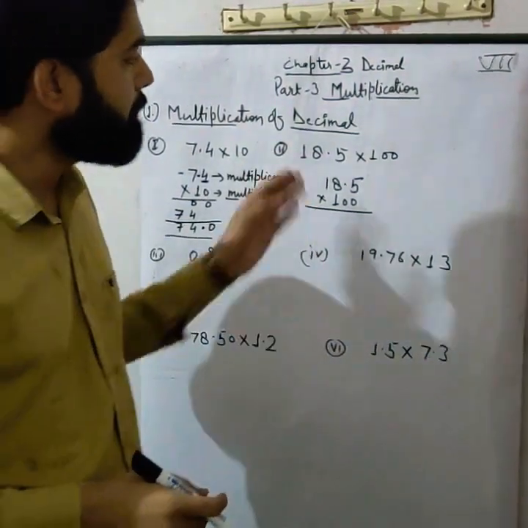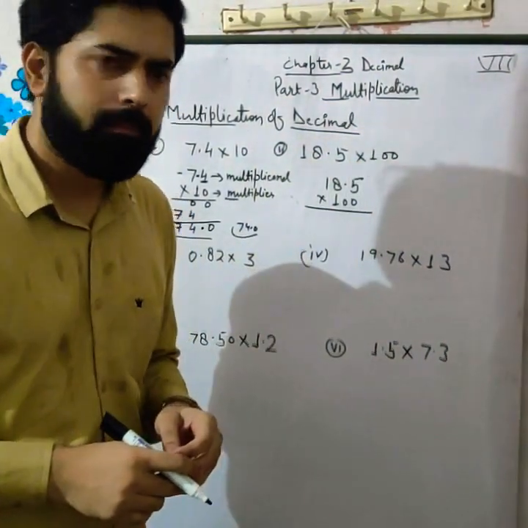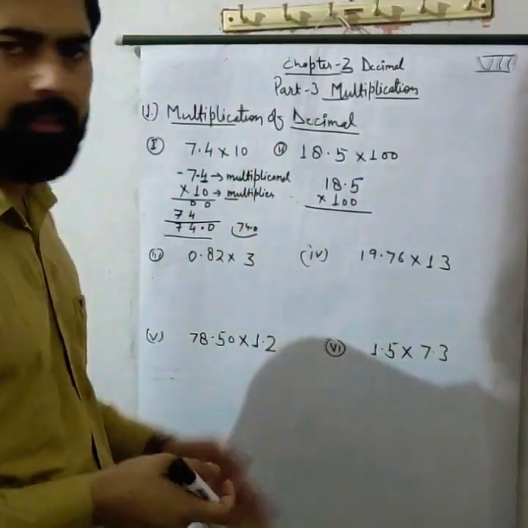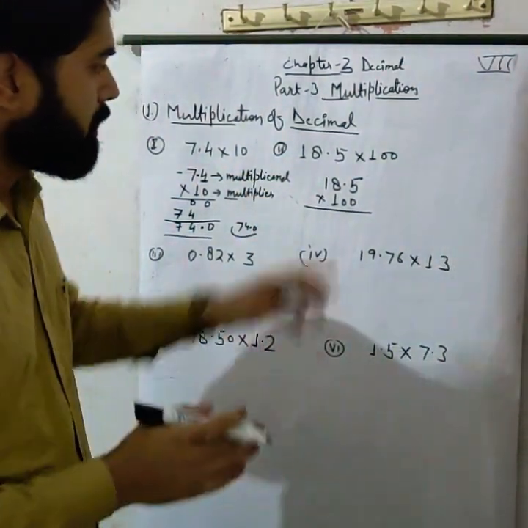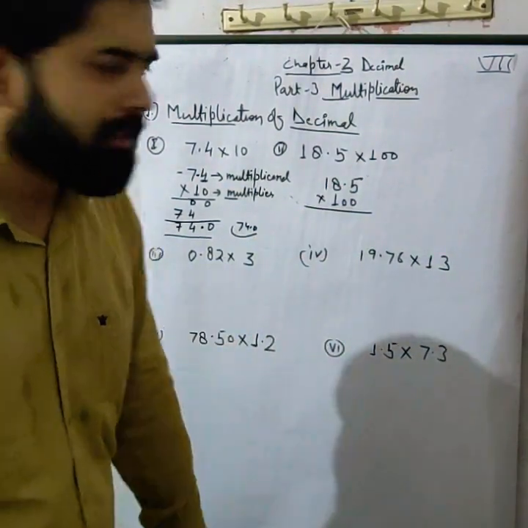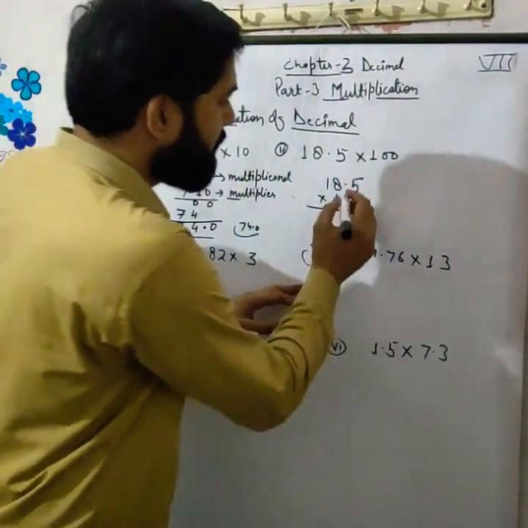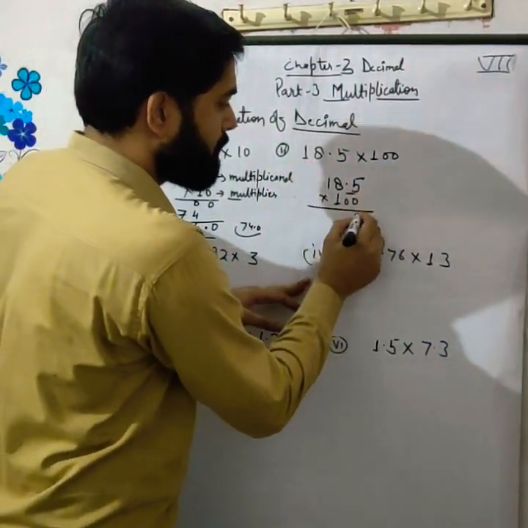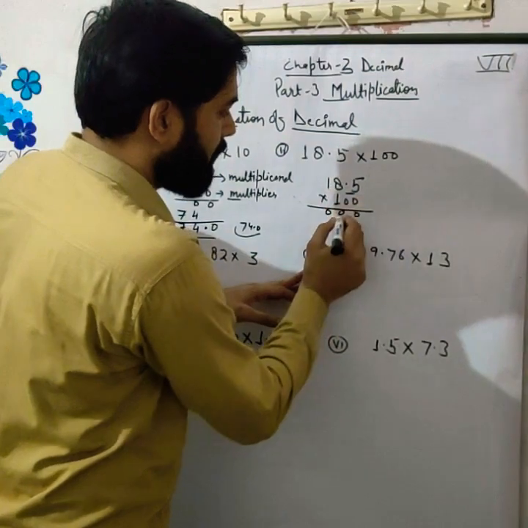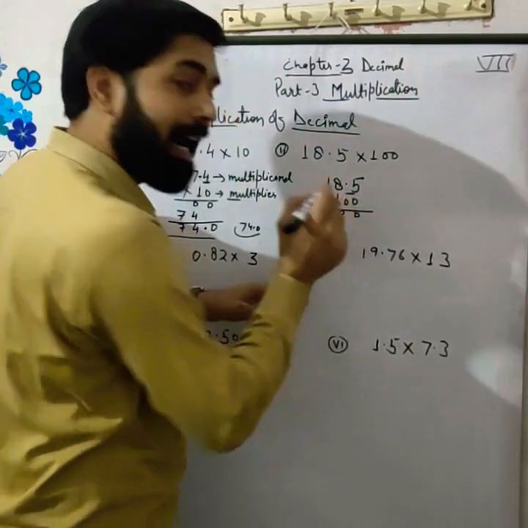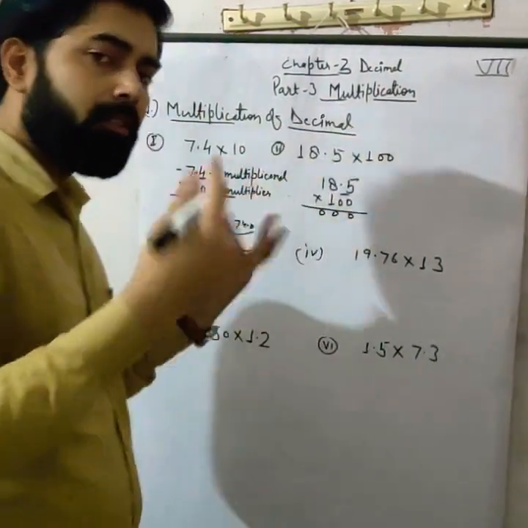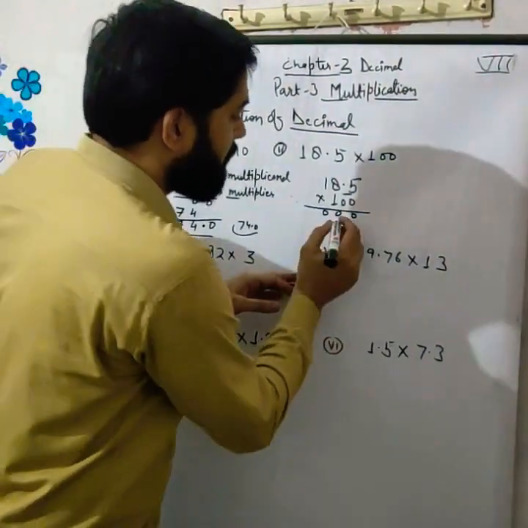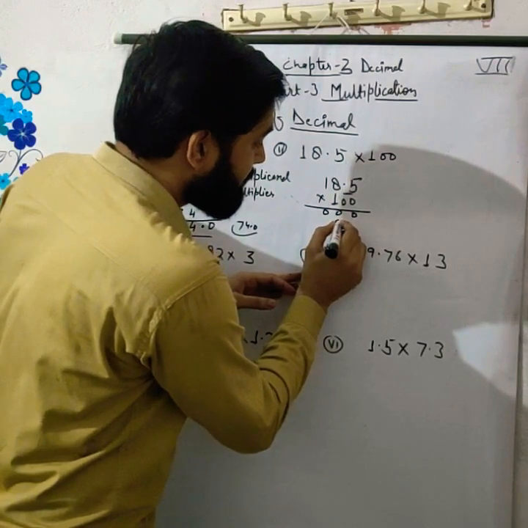In the second, 18.5 multiplied by 100. This is the multiplicand and this is the multiplier. Same as before, don't think about any decimal. The decimal is only here, in the multiplicand. 0 times 5, 0 times 8, 0 times 1, all 0. Then this 0 is at the tens place. So in the second step, where do we write? Below the tens place, the first 0.